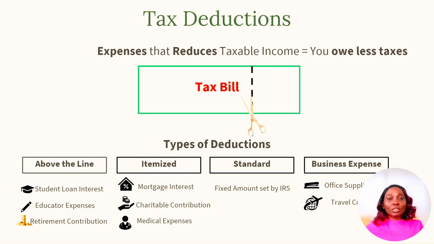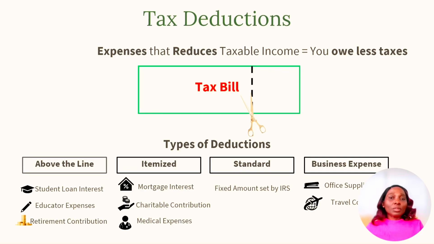Above the line deductions are certain expenses that individuals can subtract from their total income to calculate their adjusted gross income. These deductions are considered above the line because they're considered before the adjusted gross income is calculated. These expenses can be deducted regardless of whether the taxpayer decides to use the standard or itemized tax deduction. A few examples of above the line deductions are your student loan interest, educator expenses for teachers, and retirement contributions. These are just a few of the many.